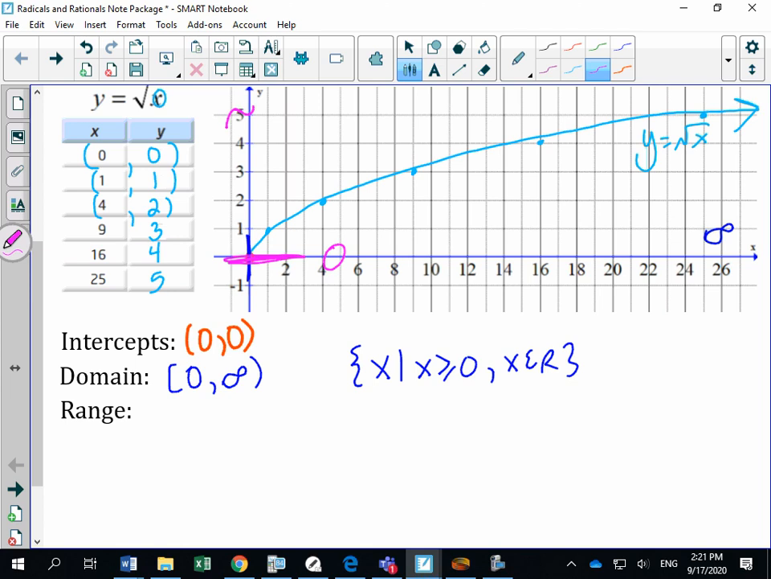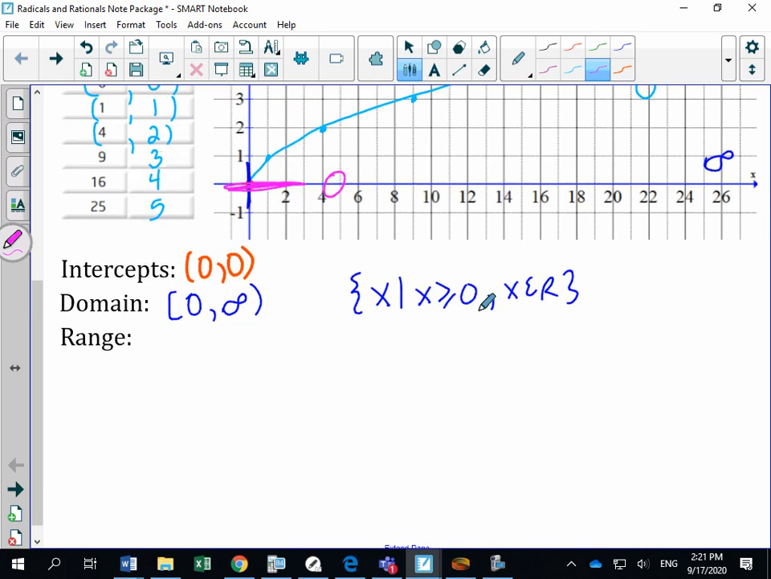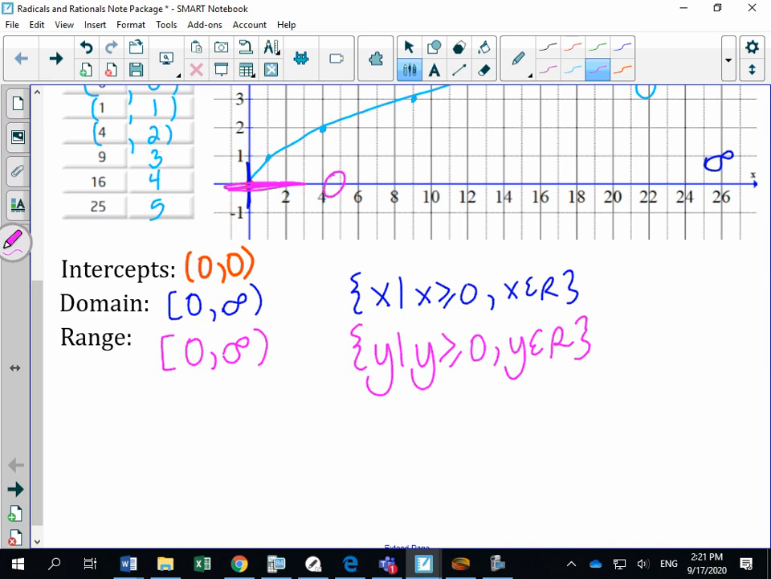And the biggest y value, the graph extends forever upwards, it would be infinity. So the range of this graph in interval notation is 0 to infinity. And in set builder notation, it would be y is such that y is greater than or equal to 0, comma, y belongs to the set of real numbers.